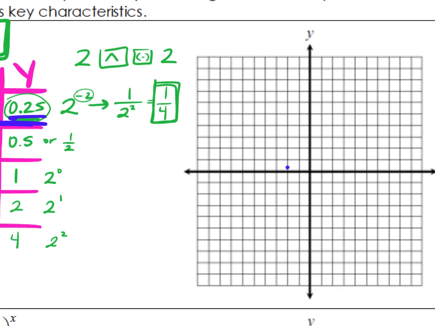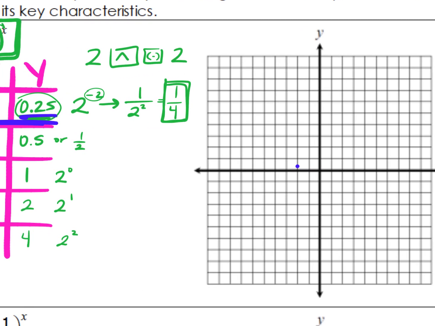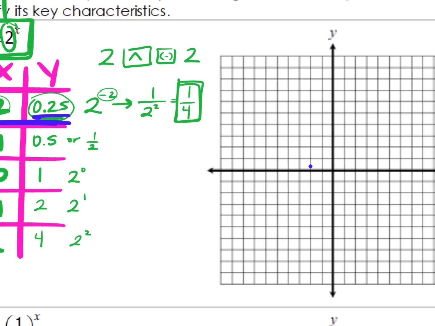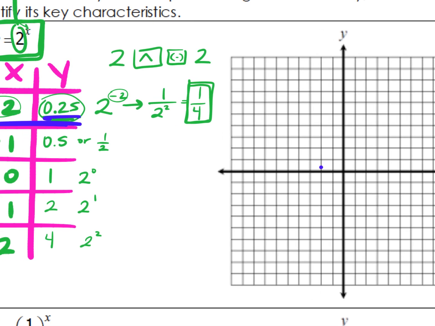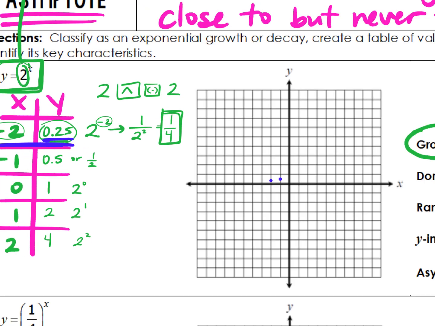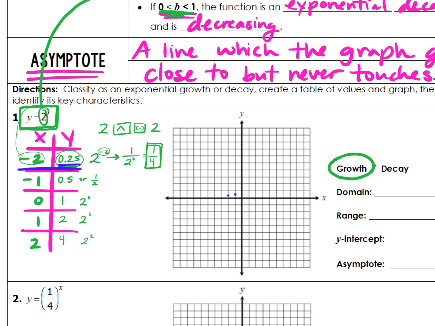If we don't get it exactly, generally speaking, yeah. Your next one, -1, and then 0.5 or 1/2. That would be right here. Okay, your next one, 0, 1 is right there. Your next one, 1, 2. So 1 to the right and 2 up is right there. And then the last one, 2 to the right, 1, 2, 3, 4 up is right there.